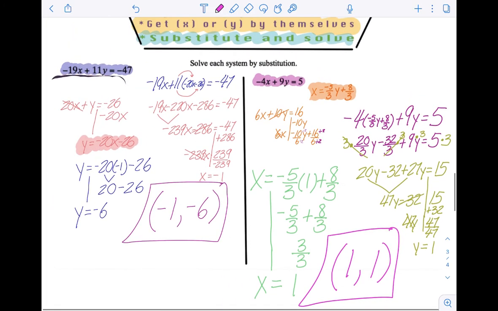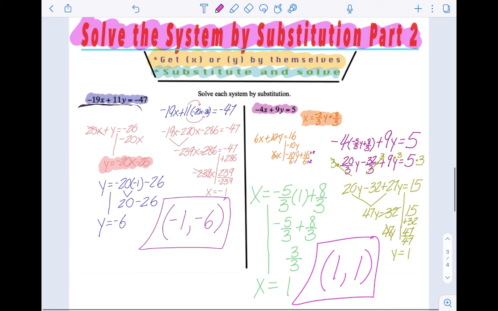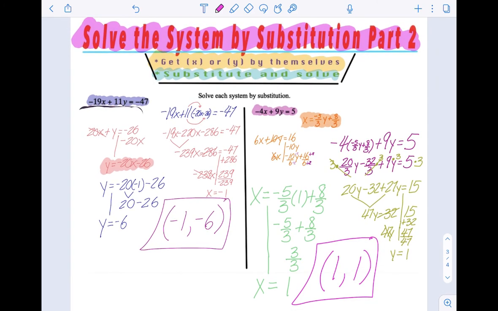And those are the kind of questions you're going to see in your worksheet, right? For Solve the System by Substitution Part 2. So make sure you got everything that you needed and you're good, right?